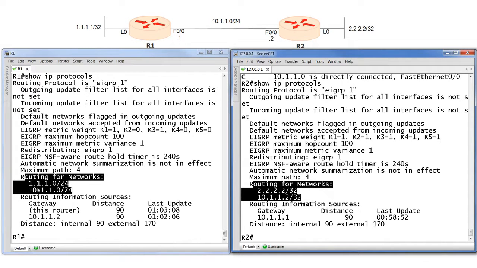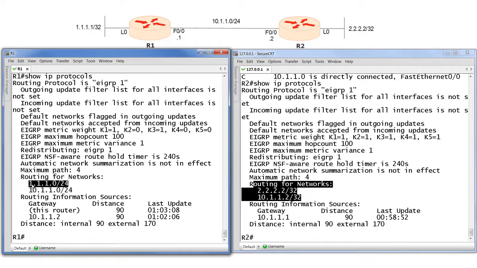So on R1 I can see 1.1.1.0/24 and 10.1.1.0. And you can say, well, this is wrong because this is not the network that I want to advertise. But please remember that the network command for EIGRP and OSPF is a bit different, because the network command does not tell your routers, please start advertising these networks. No. You say, what do you mean no? No, because the network command says, can you run EIGRP on these interfaces? Yes. And of course it will start advertising these networks as well.